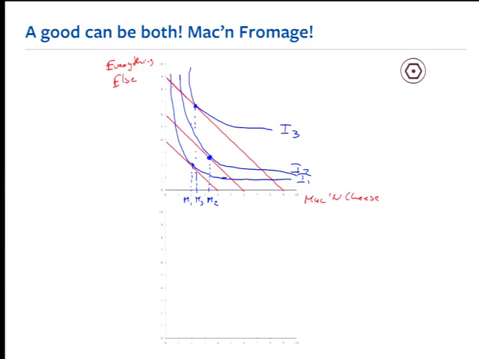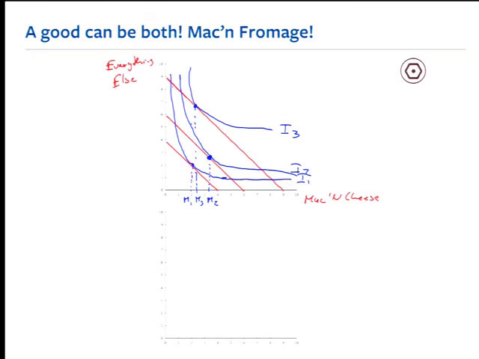So what happened here, right? For the first increase in income, you went from M1 to M2, right? Income went up, you consumed more. But then as income went up again to the third budget constraint, what happened to your consumption of mac and cheese? It went down, right? So what happened here is at the first increase in income, your consumption of mac and cheese went up, meaning mac and cheese is normal for that change in income. But then as income changed again, all of a sudden your consumption of mac and cheese went down and mac and cheese is inferior.